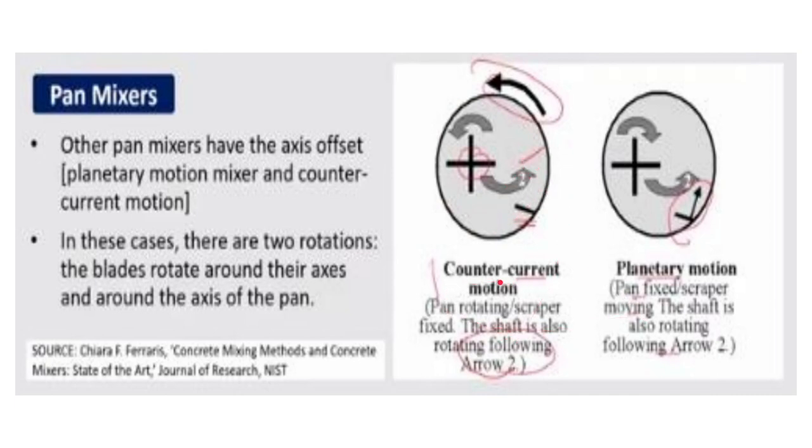So if you see in this case, it is called the counter current motion, okay. So it is because the pan is rotating, okay, the scraper is fixed, okay, and the shaft is also rotating following arrow 2. So it is rotating like this also and like this also. So it is counter current motion. Whereas in the case of planetary motion, the pan is fixed, it is not moving, the scraper is moving, okay, the shaft is also rotating, okay, and it is also following arrow 2. Okay, so basically in counter current motion, the pan is rotating, whereas in the planetary motion, the pan is fixed.